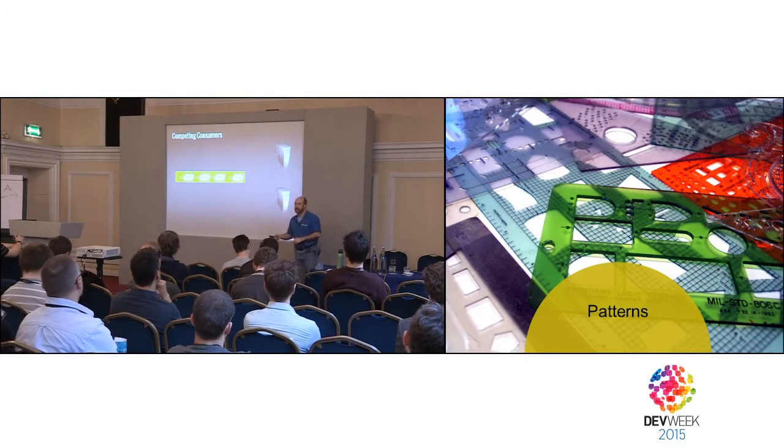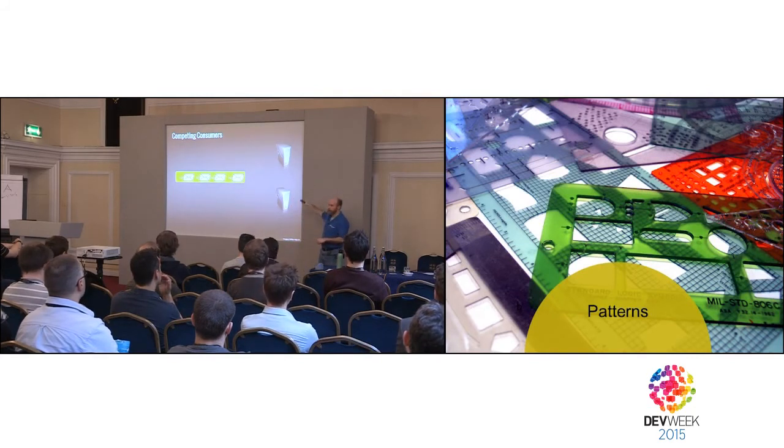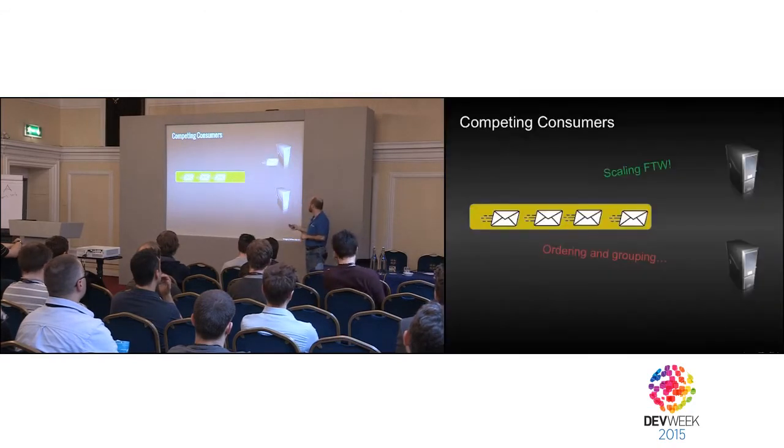So the first one is competing consumers, and this one is very, very simple and really easy. We do this for two reasons, right? We have one or more producers in the front end pushing messages on the queue, and then we've got multiple consumers on the back end actually processing those messages. We do that so one will ask for a message and the other one will ask for one, and they'll process.